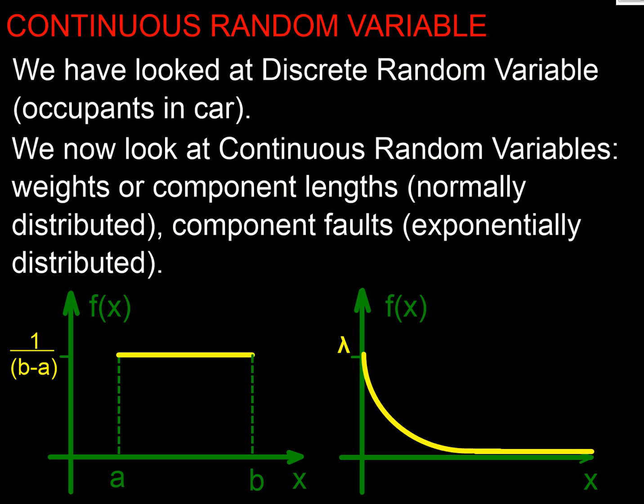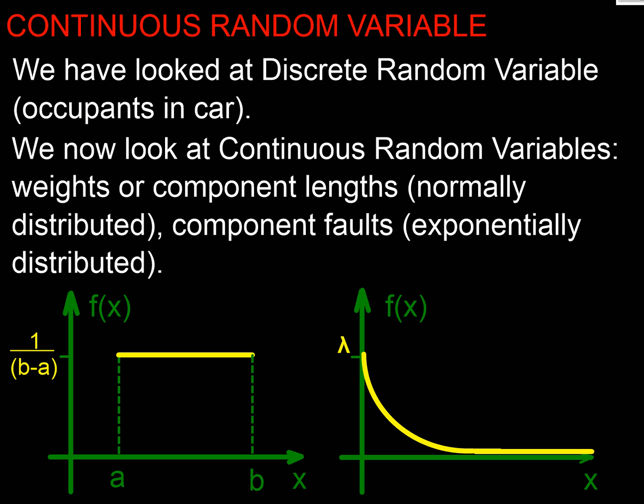Hello. Quick video on continuous random variables. Earlier in the courses, we've looked at discrete random variables, and you remember the example where we were looking at the number of occupants in a car and what's the probability that there's three people sat in the next car that comes around the corner. Yep, so that's our random selection of a variable with a probability distribution.